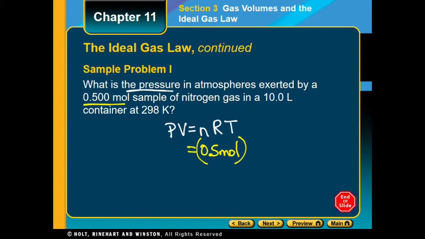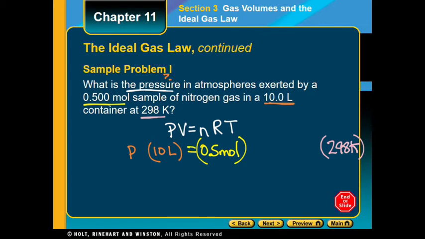I see 10 liters. Well, liters is volume. Notice it doesn't tell you volume, but you have to recognize liters as volume. So 10 liters. It did say what's the pressure, so we are solving for pressure. And temperature is 298 Kelvin. Again, if they had given it in Celsius, you would have had to have converted to Kelvin. So 298 Kelvin.